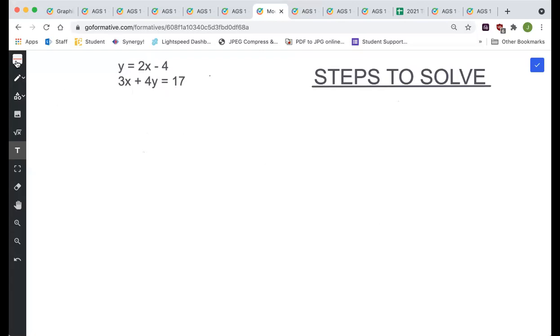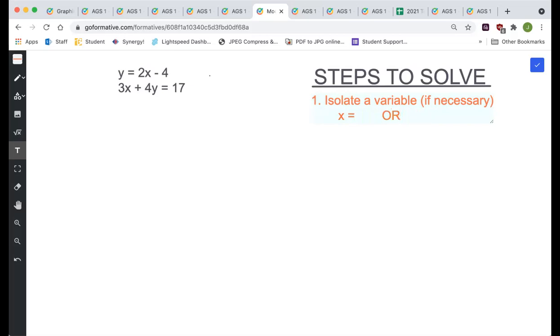So when we solve a system of equations by substitution, the very first thing that we need to do is to isolate a variable, if necessary. In some systems of equations, you will be given an isolated variable. In some systems, you'll have to create an isolated variable. Hopefully you know what isolate means, but if not, you need to make an equation have a variable all by itself, making an equation either x equals or y equals.